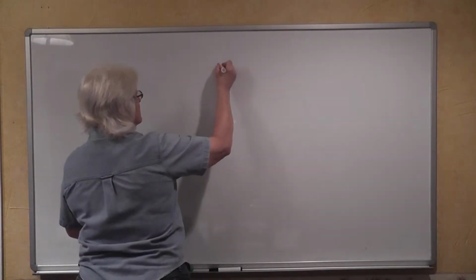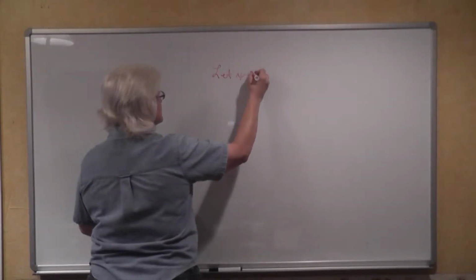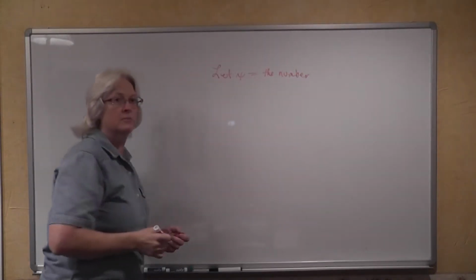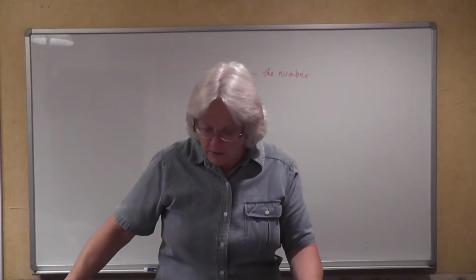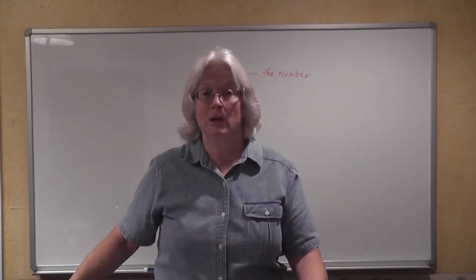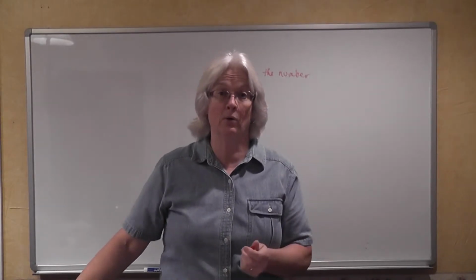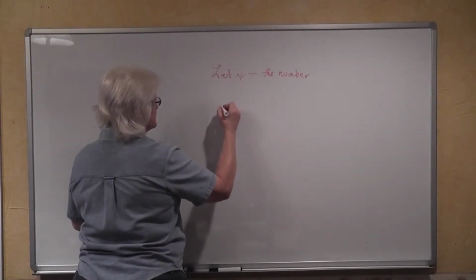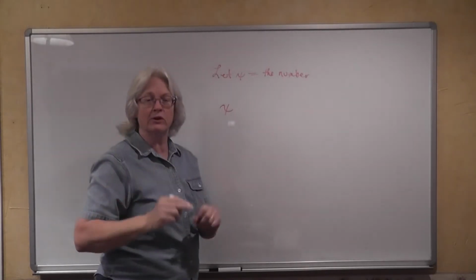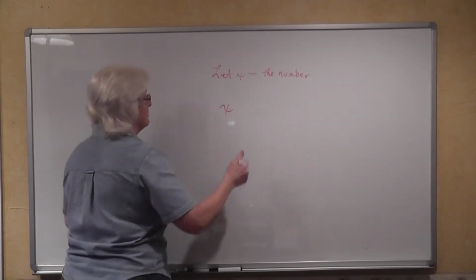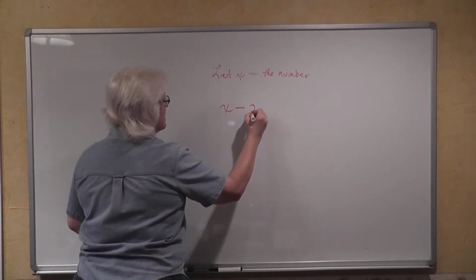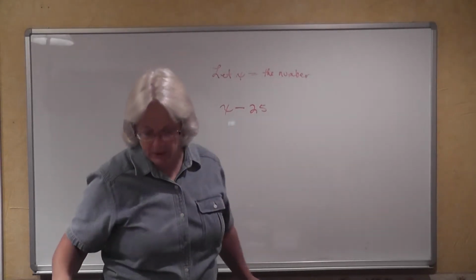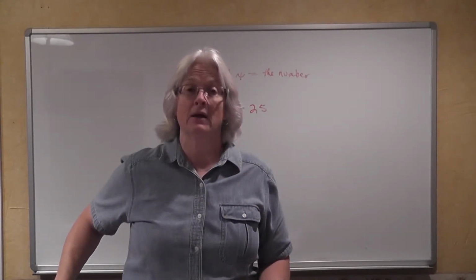So let's simply say, let x equal the number that we are looking for. What special words do we have here? We have difference. The difference between a number and 25. Difference, as you know quite well by now I would hope, is simply subtraction. The difference is the solution to a subtraction problem. So the difference between a number and 25 is less than 82.